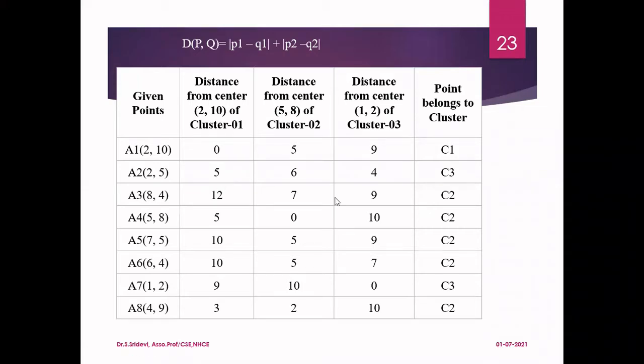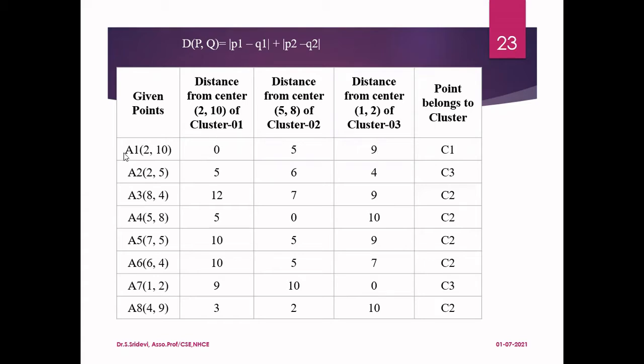Now we can compute the distance of all the remaining points from each of the 3 centroids. Once we do that, we can write this particular column. To write this, we have to consider which particular cluster a given point belongs to. For example, let me consider the first point A1. We have to check whether this point can be written in cluster 1, cluster 2, or cluster 3. For that, we have to consider the minimum distance.